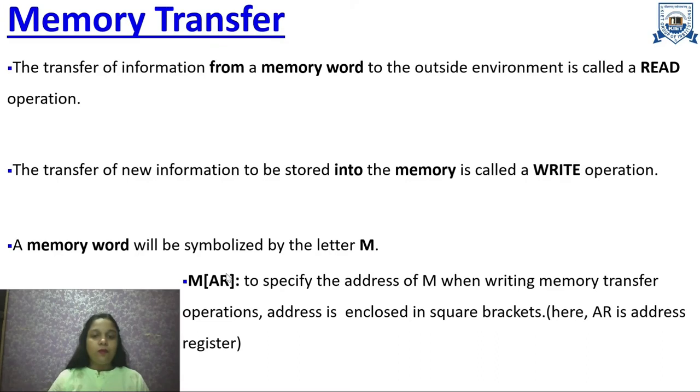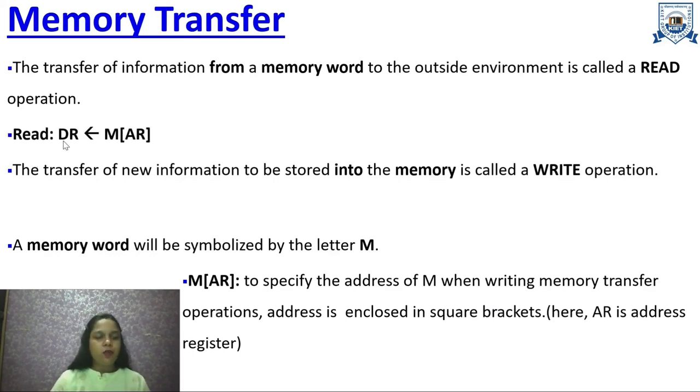Now, whenever we want to write on memory or read from the memory, we must know the address from where to read or to which address we need to write. So there must be some address. That address is written in square brackets, and this is the address register. The definition is to specify the address of M, that is memory. When writing a memory transfer operation, the address is enclosed in square brackets. Here AR is the address register.